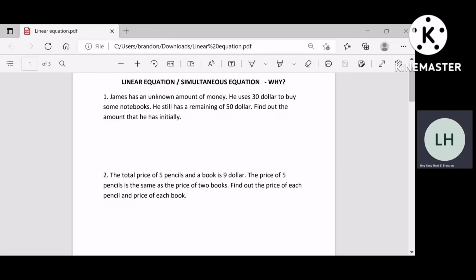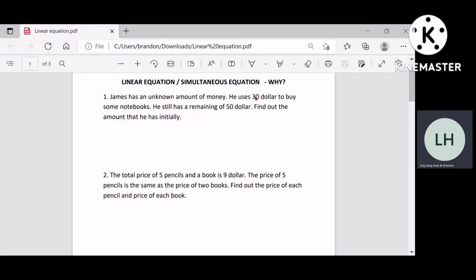So today we'll be covering what is basically a linear equation, or why we do need to learn about linear equations. In our daily life, sometimes we encounter certain mathematical problems, and we can use a simple linear equation to solve it, or even a simultaneous equation. So let's take a look at question 1.